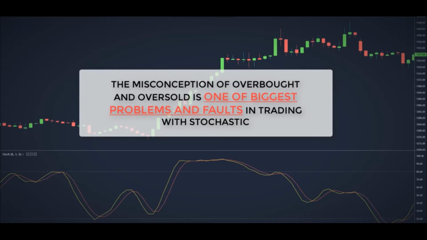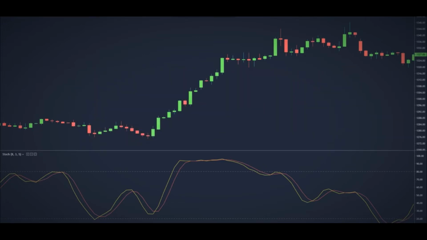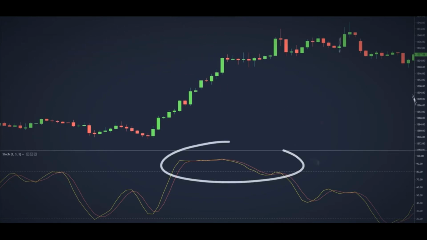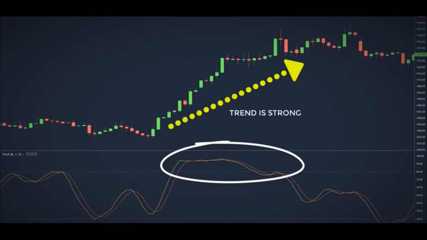After many years and a lot of money lost, I've realized that stochastic indicator does not show oversold or overbought prices. It shows momentum. When the stochastic is above 80, it means that the trend is strong and not that it's overbought and likely to reverse.